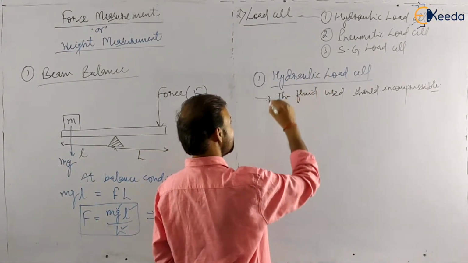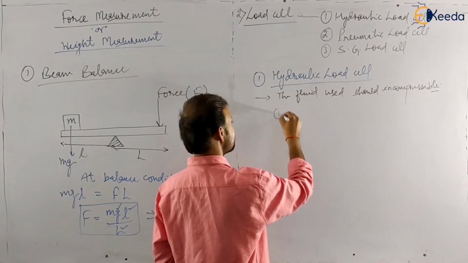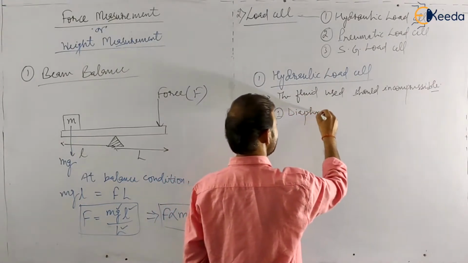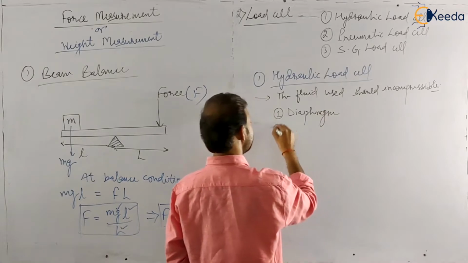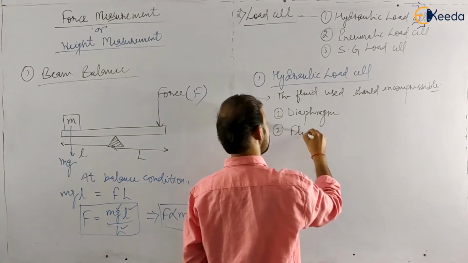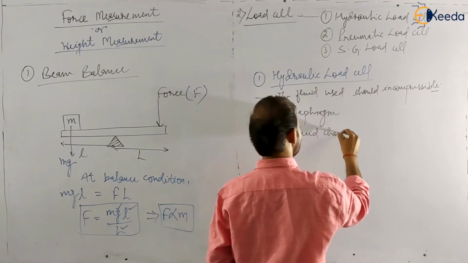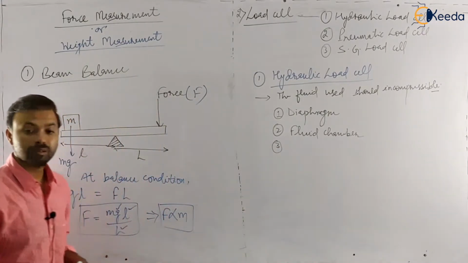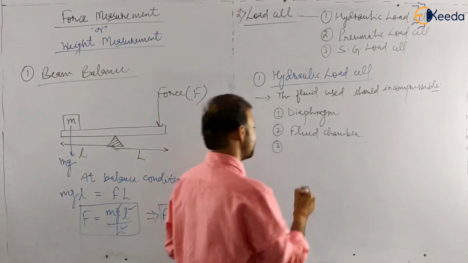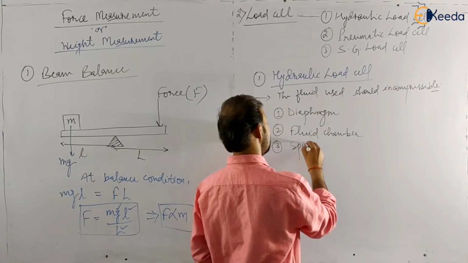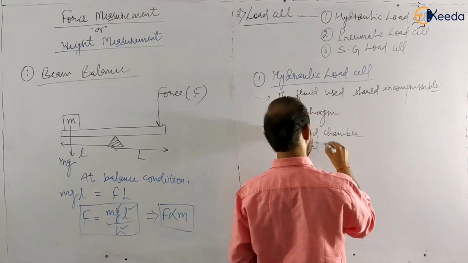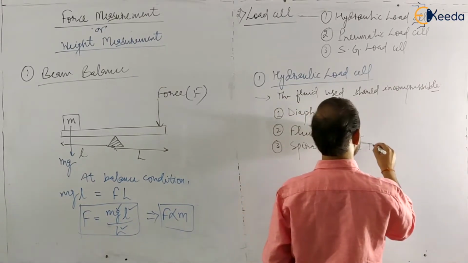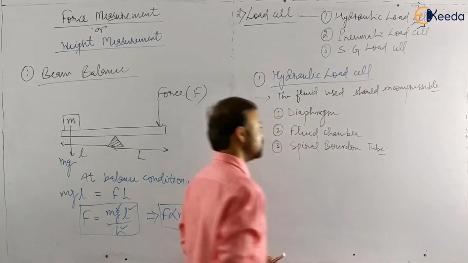The hydraulic load cell has three parts. One is the diaphragm. The second one is some fluid chamber, and the third part will be the spiral burden tube. Okay, spiral burden tube.